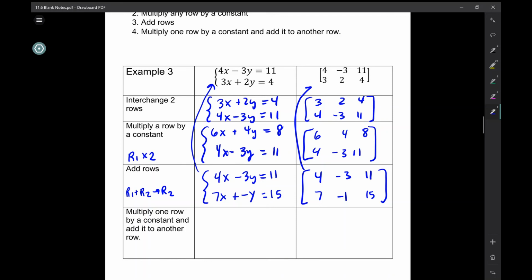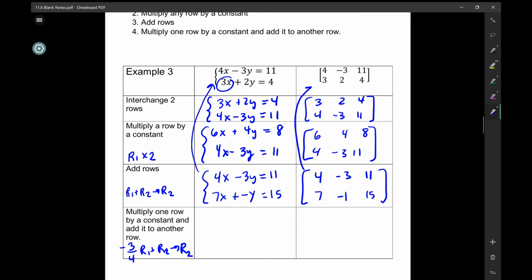And finally, multiply one row by a constant and add it to another row. This was a big step in elimination, right? That was the whole point of getting rid of something. So let's go ahead and multiply row 1. Let's see if we can get rid of this 3x. What would we do if we're doing elimination? Well, we would multiply row 1 by negative 3/4, right? Times row 1, add it to row 2, and replace row 2 with that. All right, well, maybe you should have done that before, but whatever.